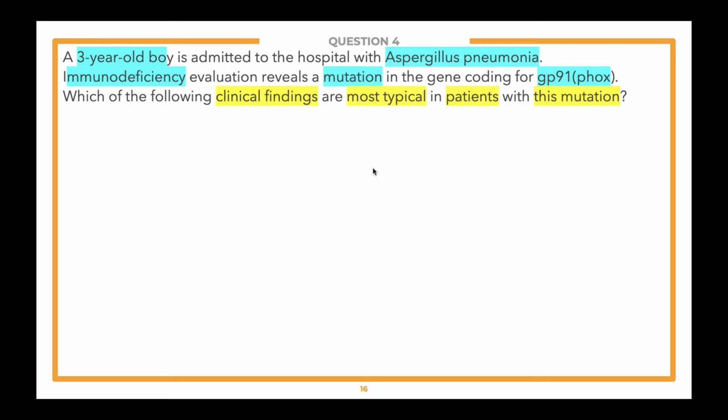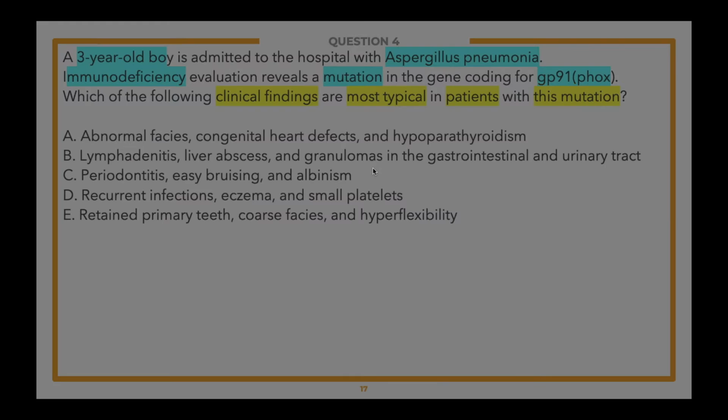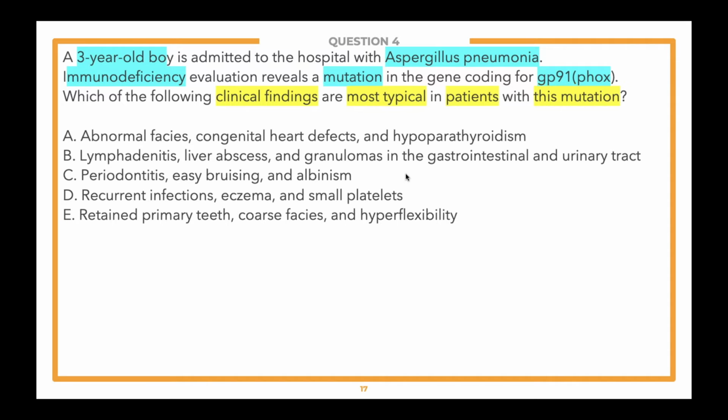And this question is then asking us about clinical findings most typical in patients with this mutation. So I think we've got a couple steps here. I think one, based off that mutation, we've got to figure out what's going on in this patient, what's the condition, the syndrome, and then based off that, what are the clinical findings most typical in those patients? So I think we've got a nice two-step question here. So once again, we're going to go ahead and take a look at those answer choices. Once again, we're going to start at the bottom and we're going to work our way up to the top.